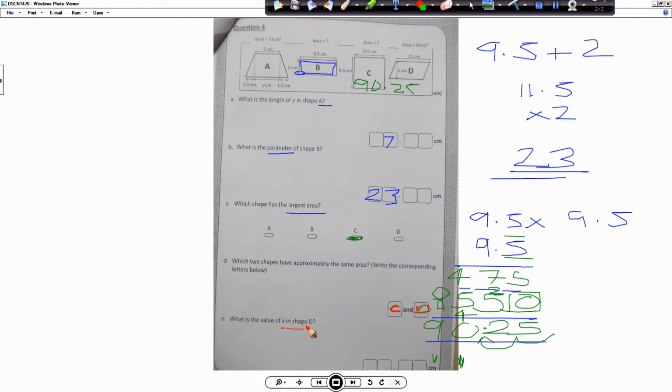What is the value of x in shape D? That should be nice and easy. No, 6 times 15 is equal to 90, isn't it? Because the area of that shape is going to be equal to the base, which is 15, times the height. So 15 times x is 90. So the answer has to be 6.5. Done.